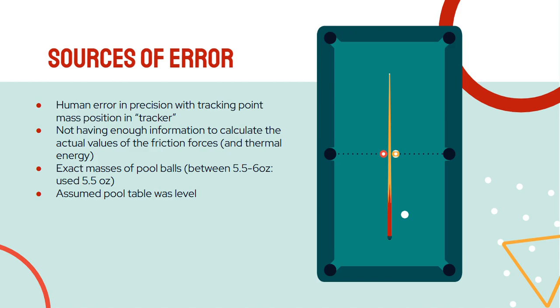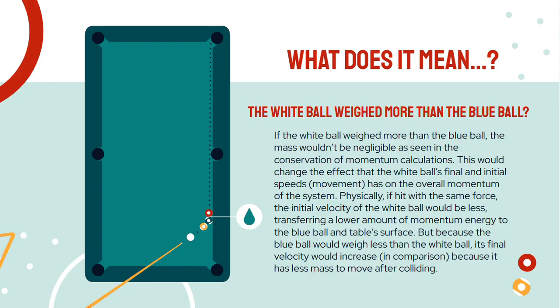If the white ball weighed more than the blue ball, the mass would not be negligible, as seen in the conservation of momentum calculations. This would change the effect that the white ball's initial speed has on the overall momentum of the system. If it hit with the same force, the initial velocity of the white ball would be less, transferring a lower amount of momentum and energy to the blue ball and table surfaces. But because the blue ball would weigh less than the white ball, its final velocity would increase because it actually has to move less mass after colliding.